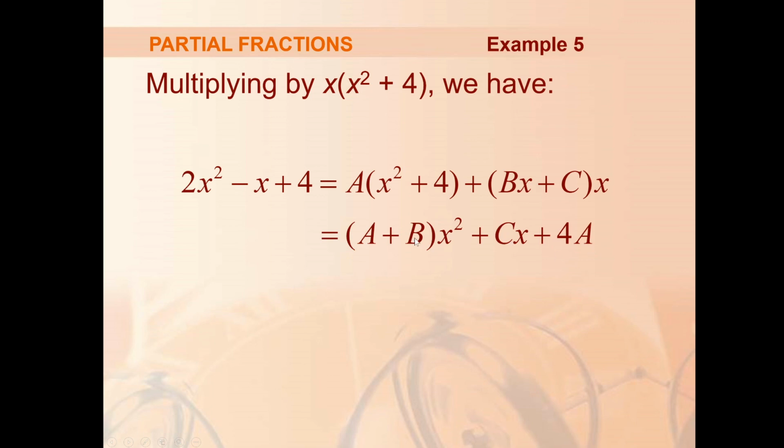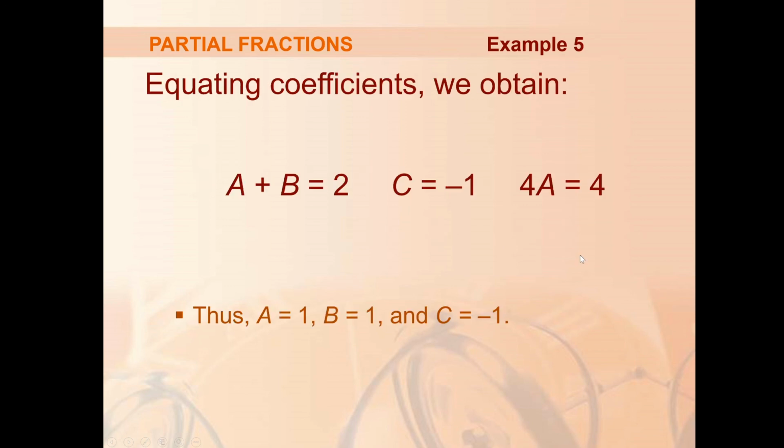Again, we're doing the matching here, so for a plus b, that would be 2. And then negative 1, that would be c. And then constant term, 4 equals 4a. So we can solve for a and c first. Once we solve for a and c, we can solve for b.